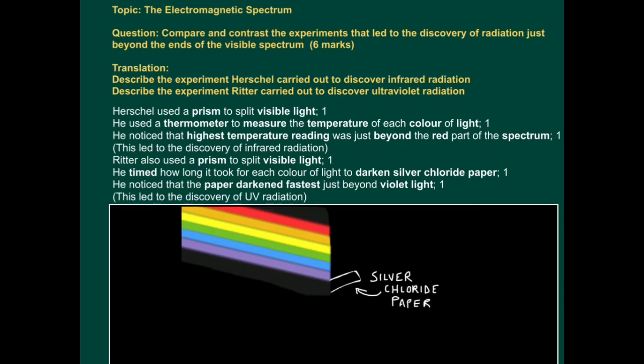You wouldn't actually have to say these points, or they wouldn't get you any marks, but it's kind of important just to complete your story. So 3 marks for the Herschel experiment, 3 marks for the Ritter experiment.